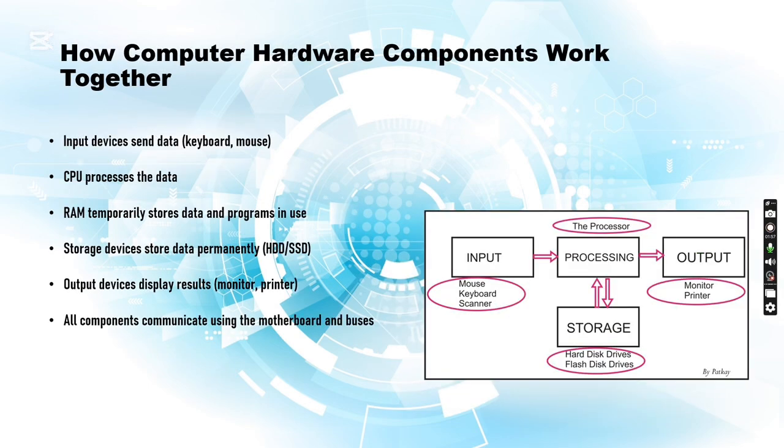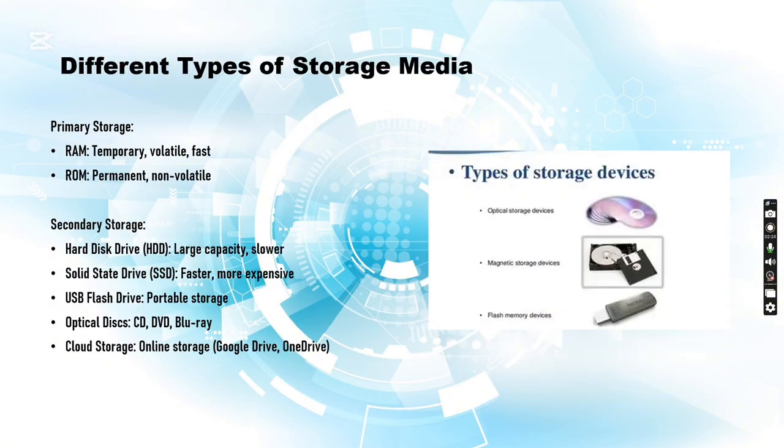How computer hardware components work together. Input devices send data, such as keyboard and mouse. The CPU processes the data. RAM temporarily stores data and programs in use. Storage devices store data permanently, HDD and SSD. Output devices display results, monitor and printer. All components communicate using the motherboard and buses.